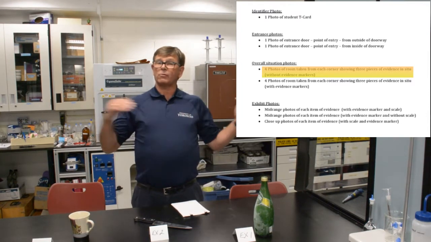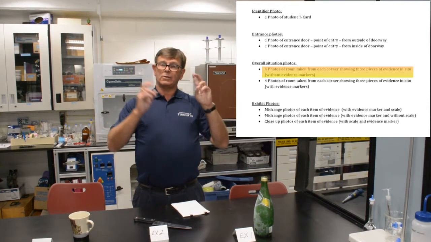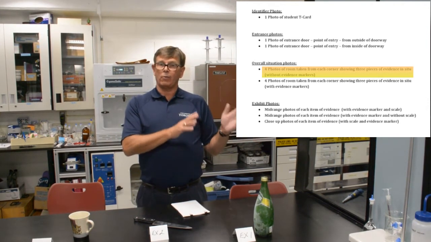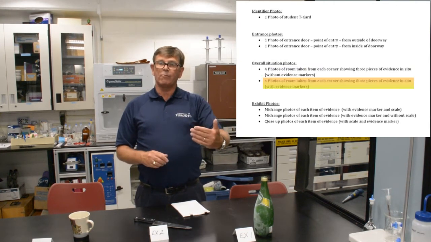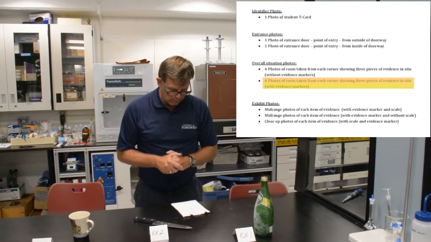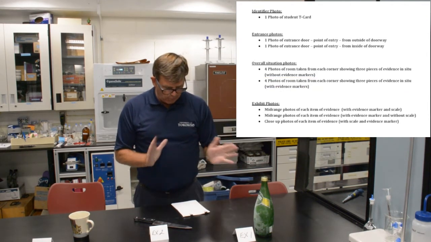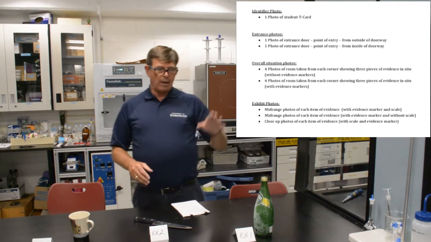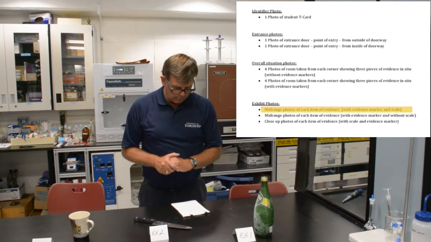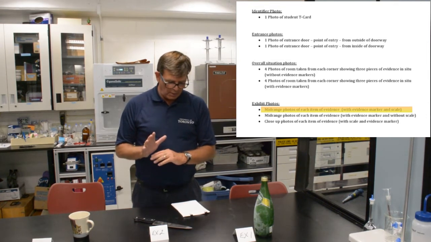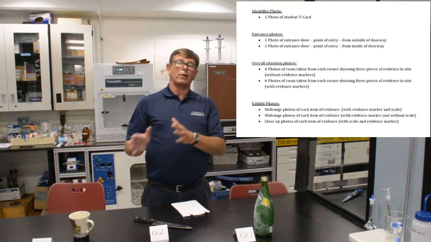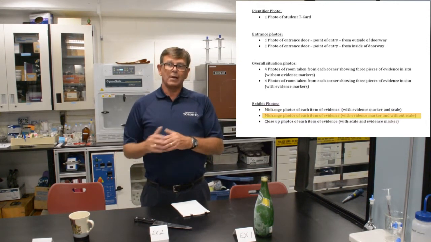You're going to take those four corner angle shots in two series. The first without any scale, without any markers, and then repeating the same four angular photographs with the markers in place. The next series of photos will be a mid-range photo of each of the three items that you have identified as your evidence pieces. So we want photographs, again, with scale and without scale for those photographs.